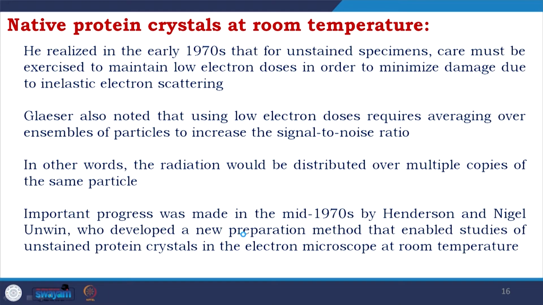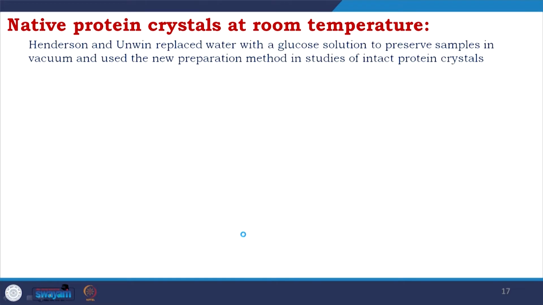Important progress was made in the mid 1970s by Henderson and Nigel Unwin, who developed a new preparation method that enables studies of unstained protein crystal in the electron microscope at room temperature. Henderson and Unwin replaced water with a glucose solution and preserved the sample in vacuum, and used the new preparation method in studies of intact protein crystal.